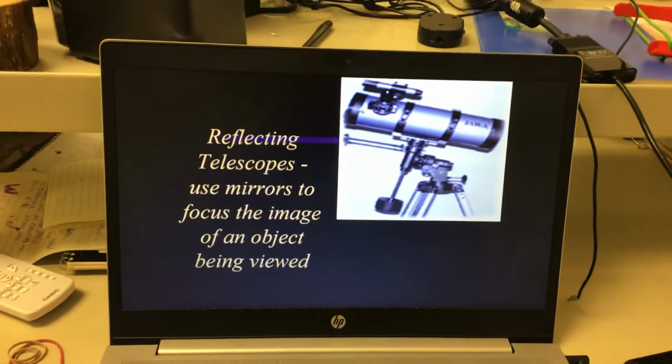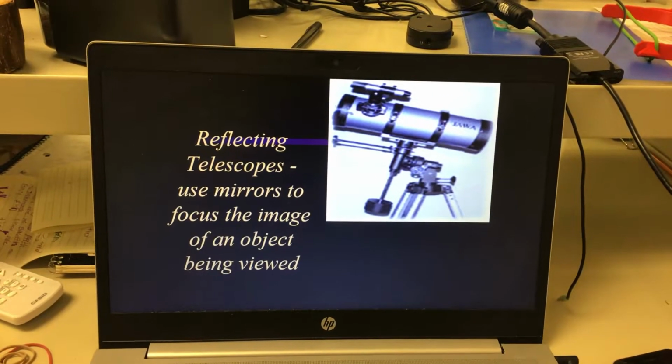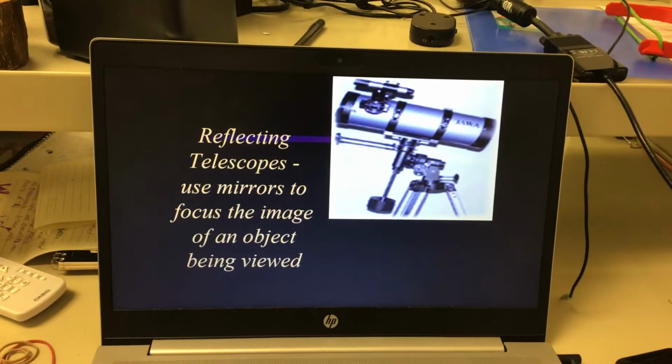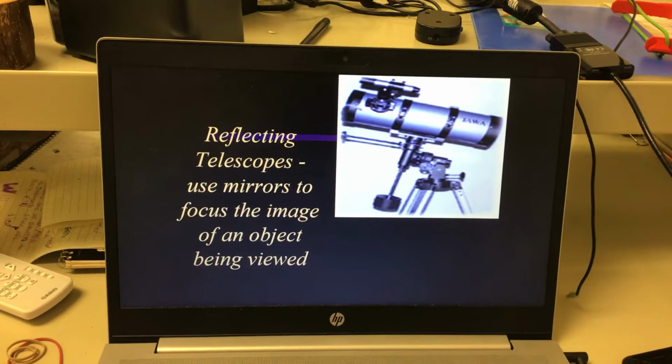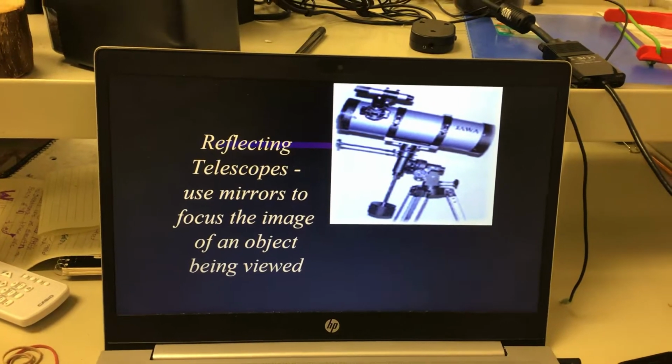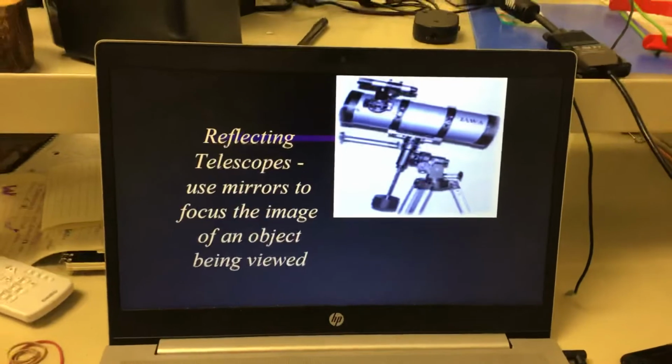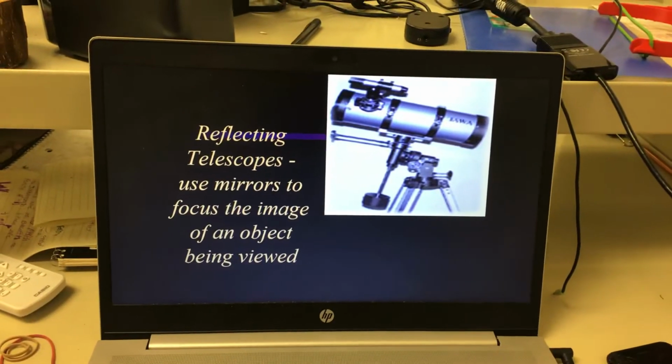A reflecting telescope uses mirrors to focus an image of an object being viewed. Very, very similar to our microscopes. We have reflecting microscopes. They use a series of mirrors to enlarge something.